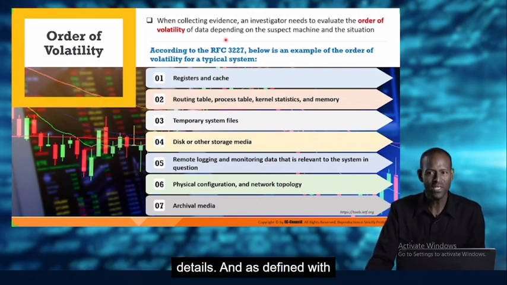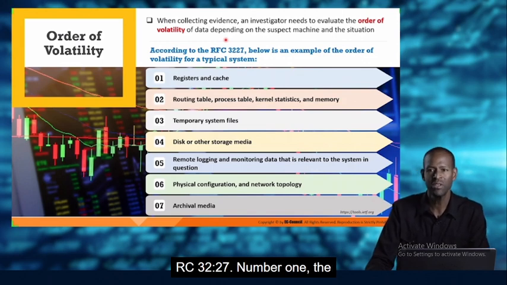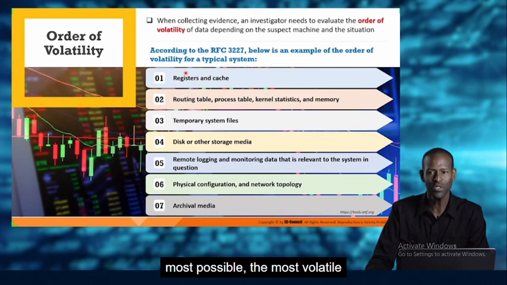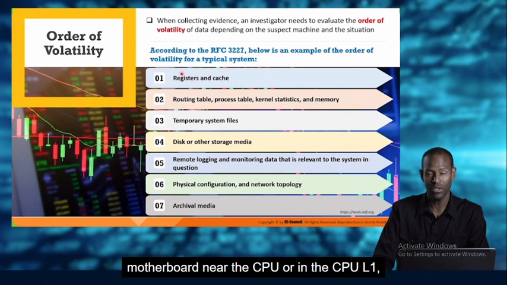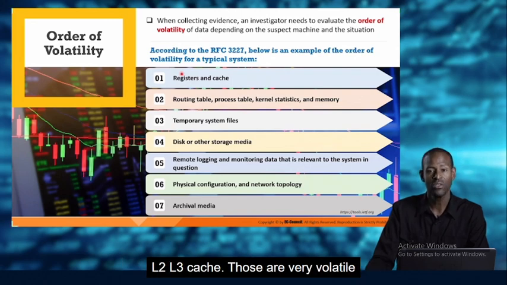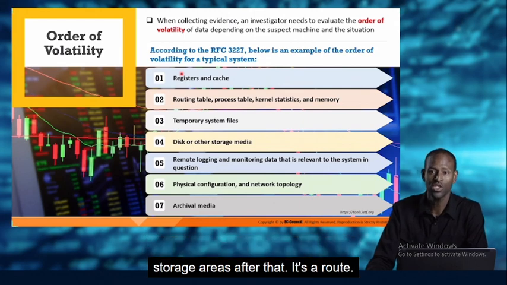And as defined with RFC 3227, number 1, the most volatile data is in registers and cache. So like for instance, in the registers on the motherboard near the CPU or in the CPU, L1, L2, L3 cache, those are very volatile storage areas.